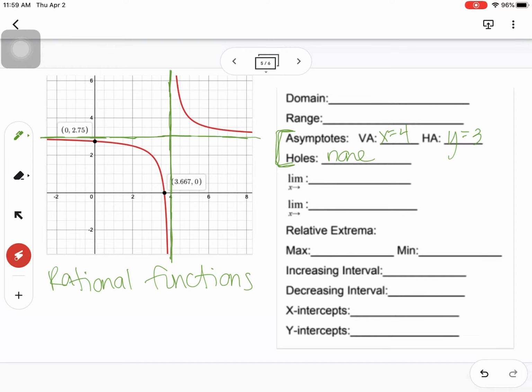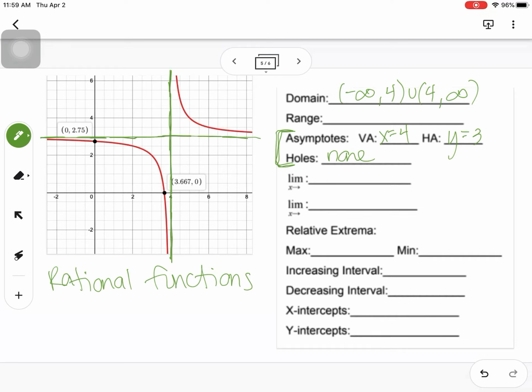For our domain, it is everything except for this vertical asymptote, which is at 4. So my domain goes from negative infinity to 4, and then from 4 to infinity. So again, what that's talking about, I can plug in anything I want from negative infinity all the way up to this line, but if I plug in 4, I get an error. So it's everything over here is negative infinity to 4, and then 4 to infinity, because if I plug in anything over here, it will work also.